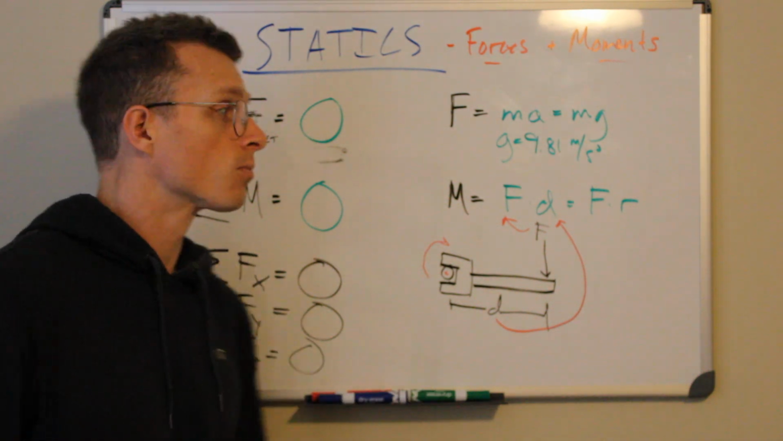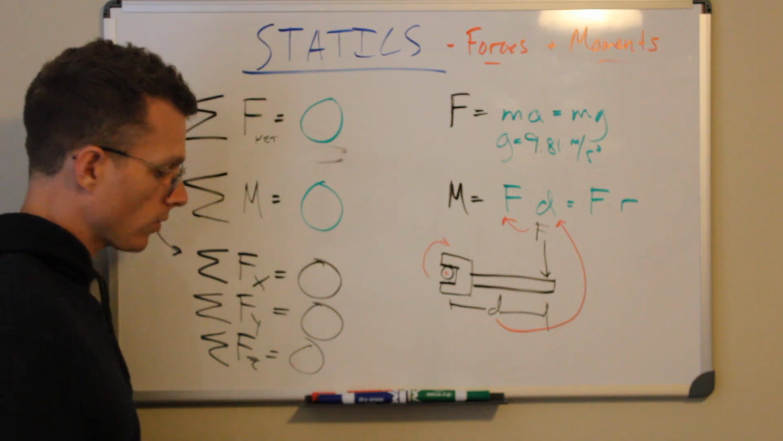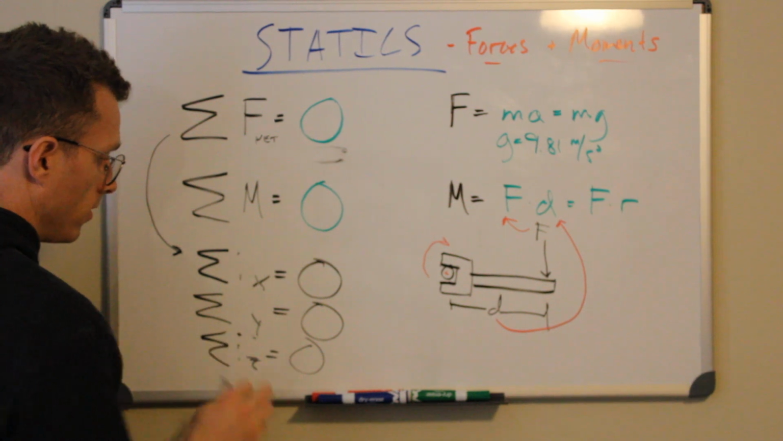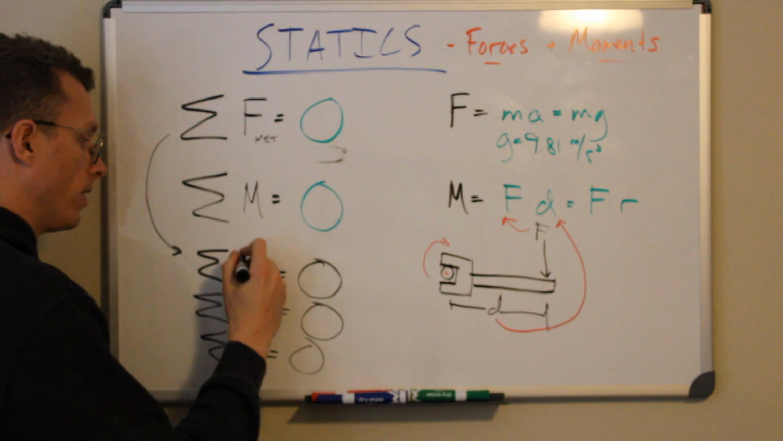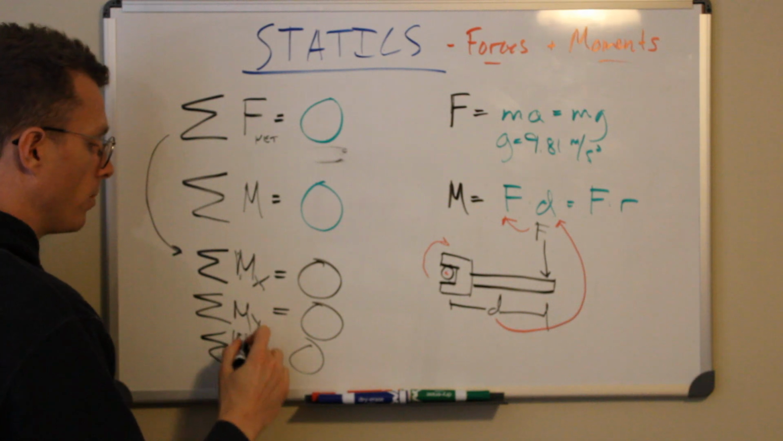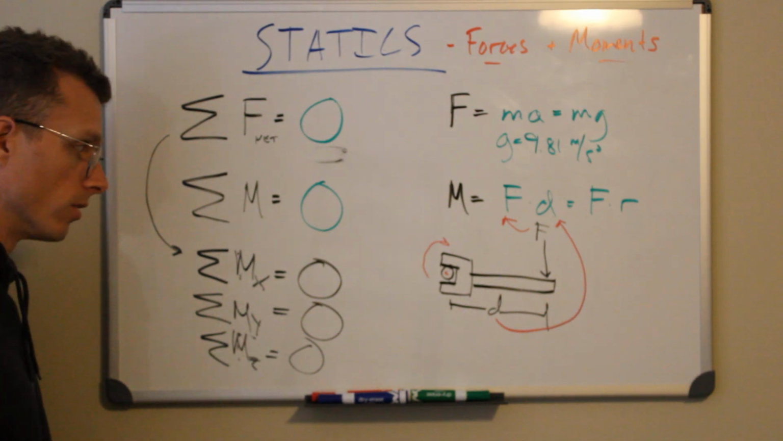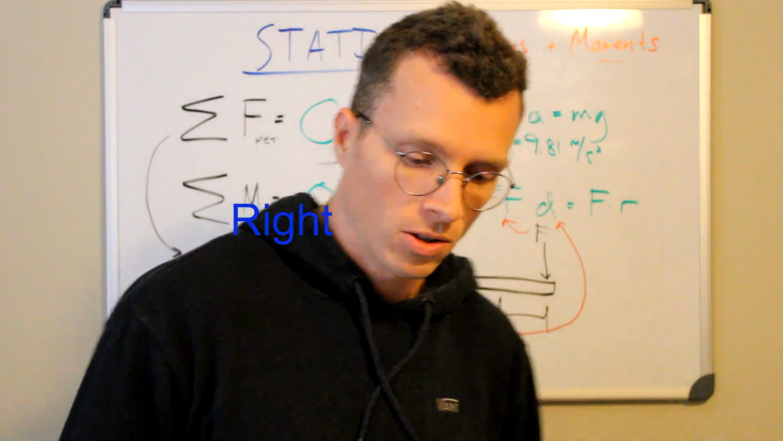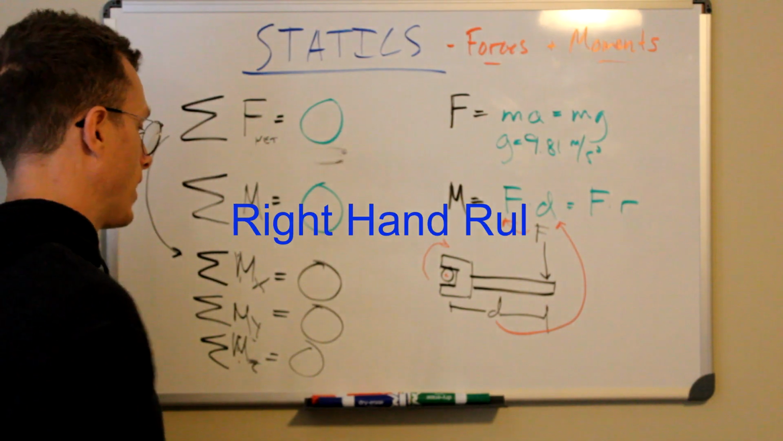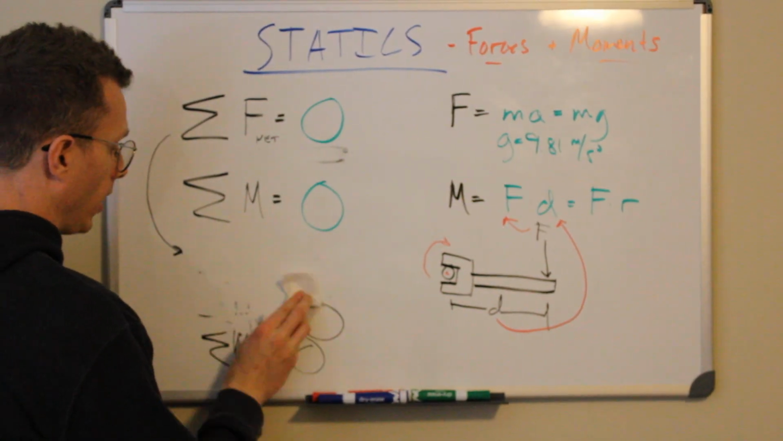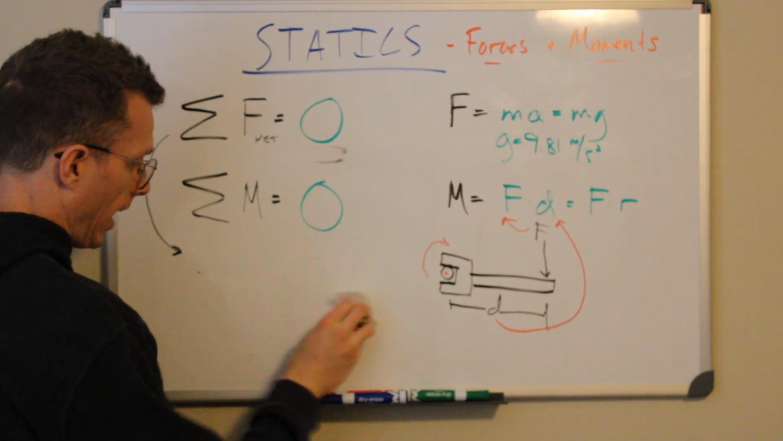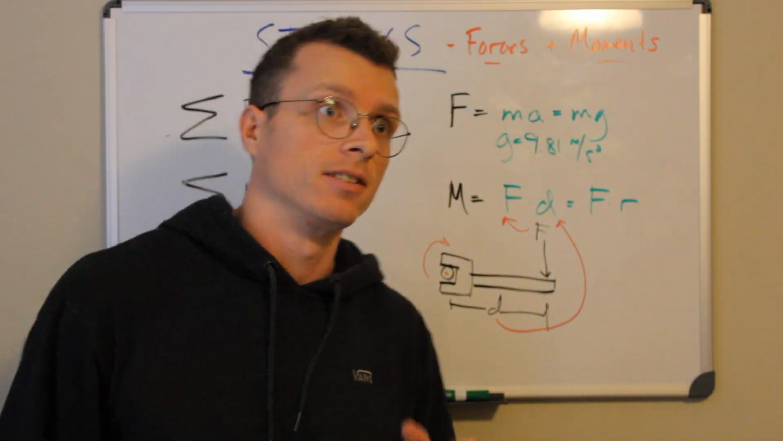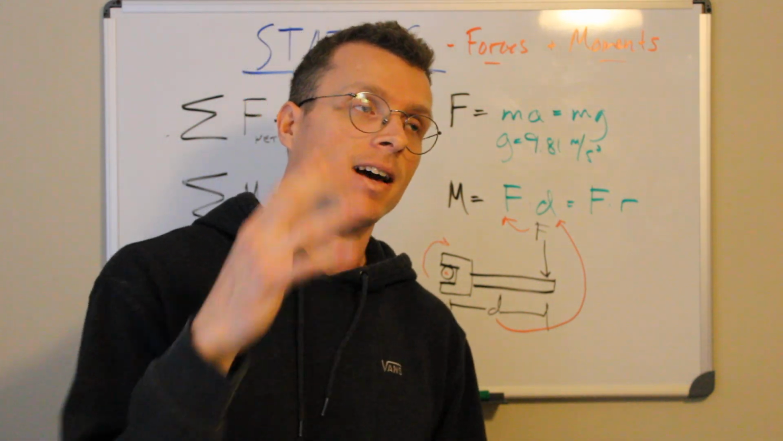And it's going to be the same exact case for our moment. We can basically sub all of these F's right here out with M's. So sum of the moment about the X, sum of the moment about the Y, sum of the moment about the Z is 0. One thing you're going to want to also learn is going to be our right-hand rule. So in order to understand the axis of rotation for the moment, you're going to want to know how to do the right-hand rule.